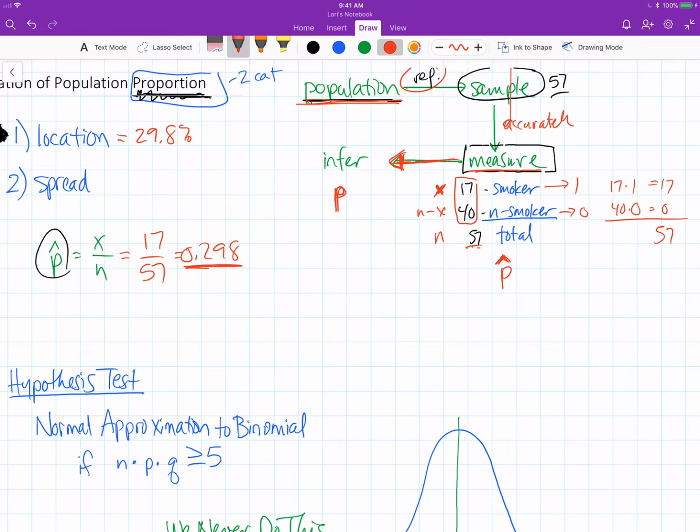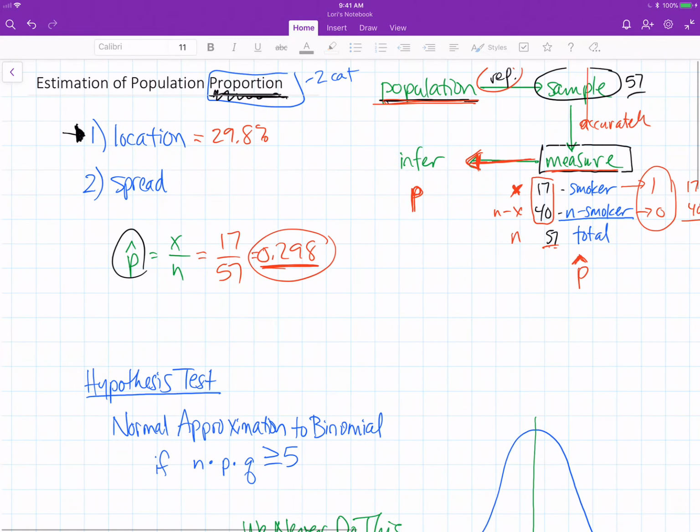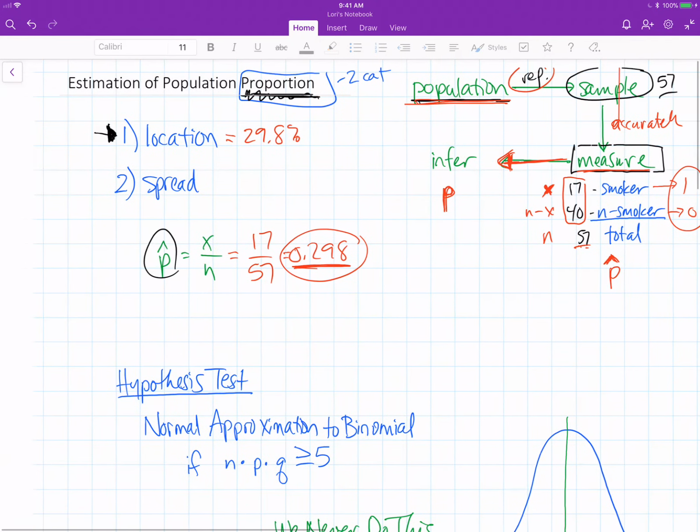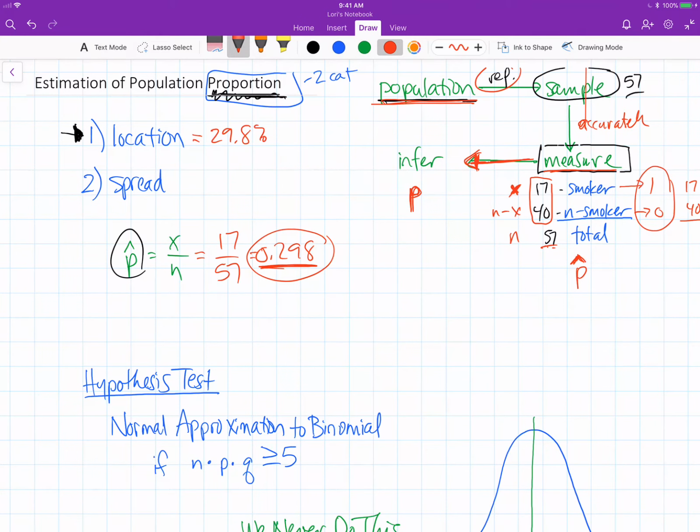And so if we were to enter all of those ones and zeros into some kind of a database and calculate the average, we would come up with this very same number, 0.298. So it is actually an average of sorts, and for that reason, we can treat it as an average when we're doing a kind of a hypothesis test. So let's go ahead and take a look at the hypothesis test.